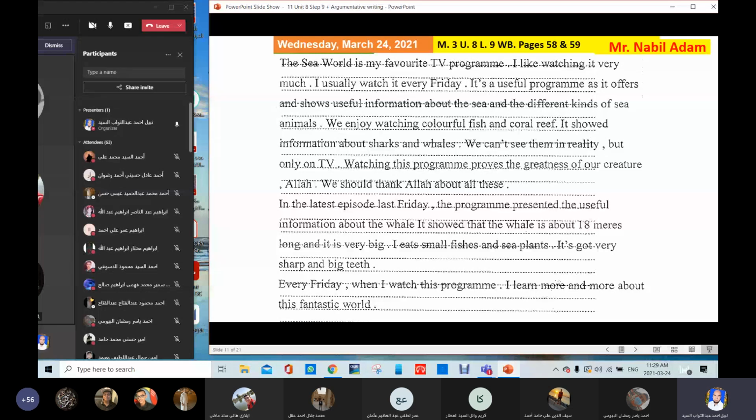Here, you should use the present simple. It shows information about sharks and whales. We can't see them in reality, but only on TV. Watching this program proves the greatness of our Creator, Allah. We should thank Allah for all these benefits or blessings. And the last episode, last Friday, the program presented useful information about the whale. It showed that the whale is about 18 meters long and it is very big.